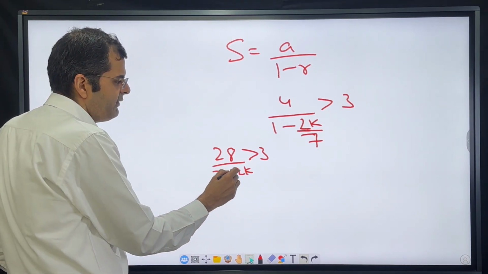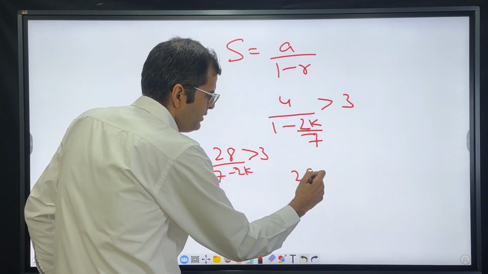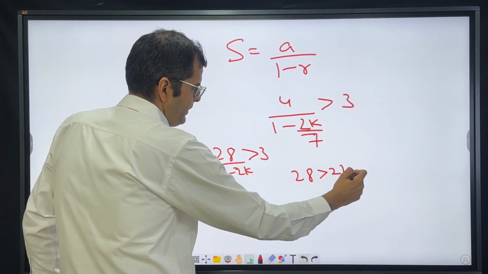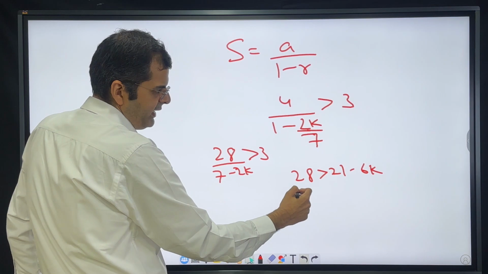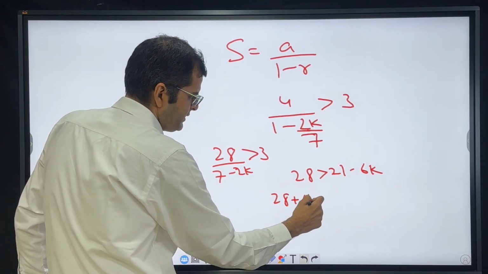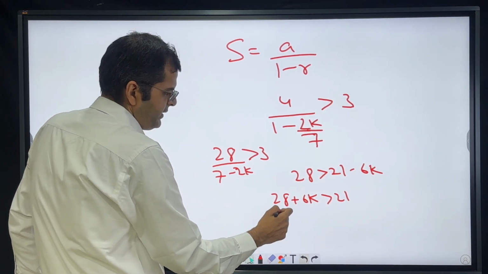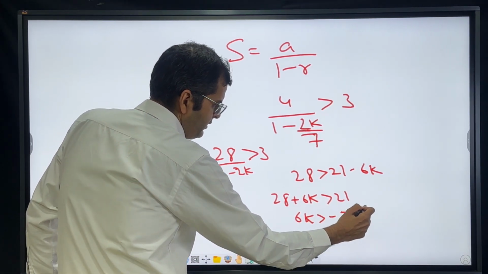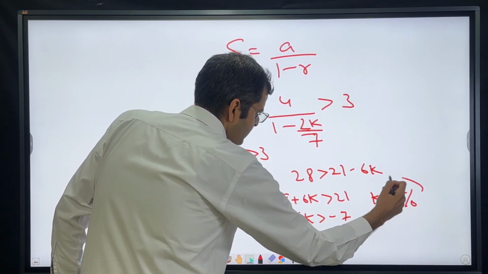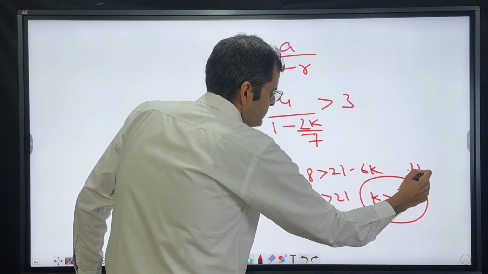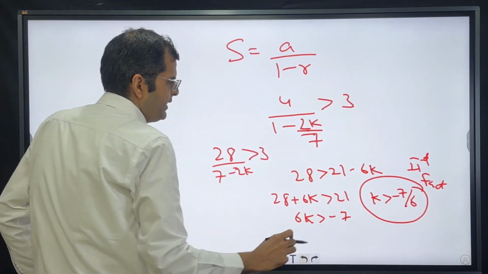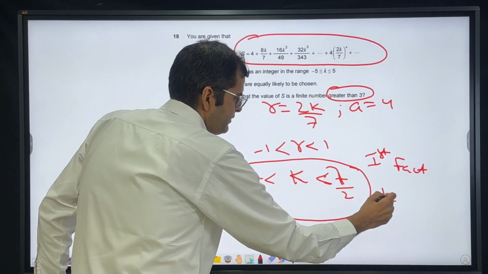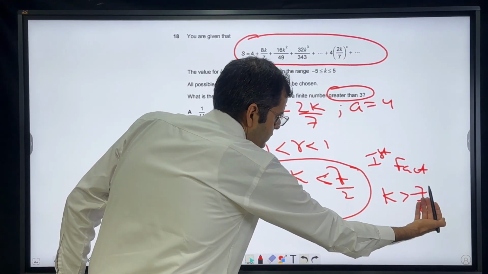So if it is a positive number, I will multiply it here, keeping the same inequality sign. This becomes 28 is greater than 3 into 7 is 21, minus 3 into 2k is minus 6k. So I add 6k on both sides. It is 28 plus 6k is greater than 21, and I deduct 28 on both sides. 6k is greater than 21 minus 28, which is minus 7, or k is greater than minus 7 by 6. This is the second fact. So k was greater than minus 7 by 2, but it is greater than minus 7 by 6 also.